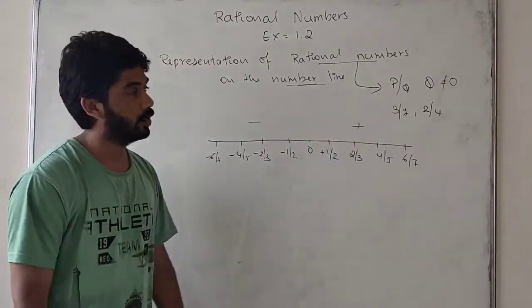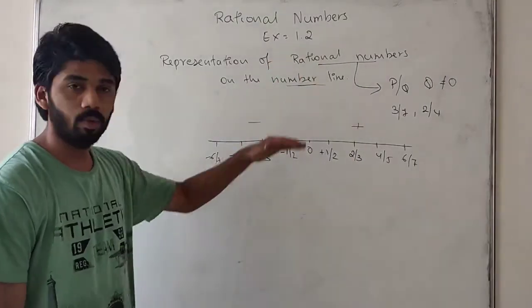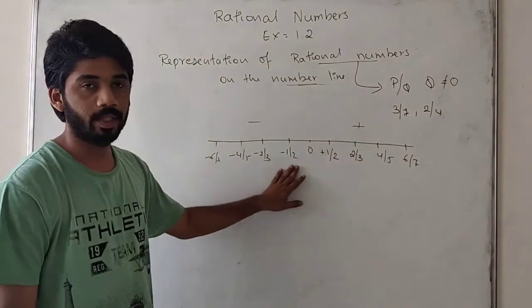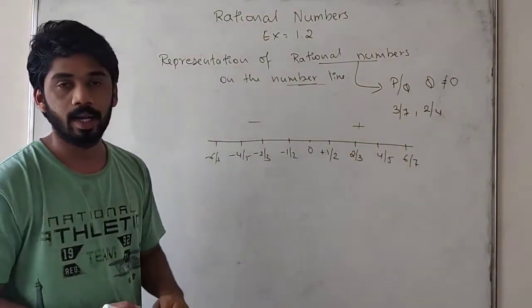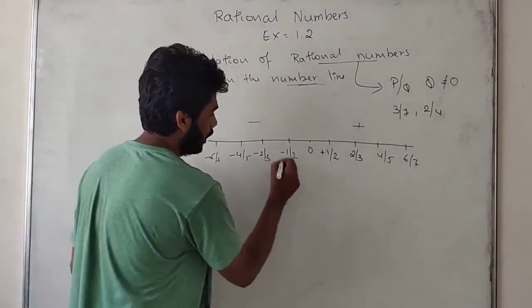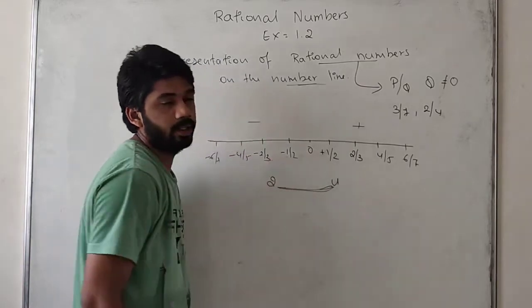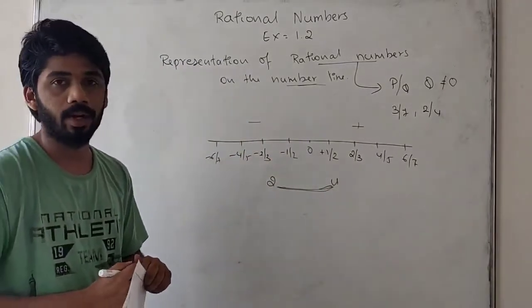In this chapter, we are going to do exercise 1.2. The whole exercise will be on this page only. We have to find the numbers between any two numbers. They will give any two numbers in the question, say 2 to 4. How many rational numbers can we write between them? We have to find it out.